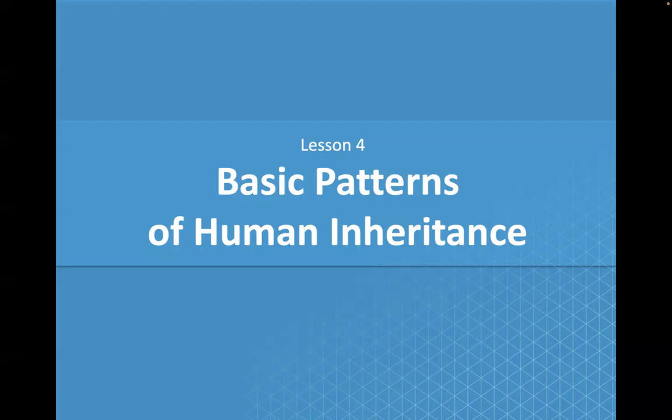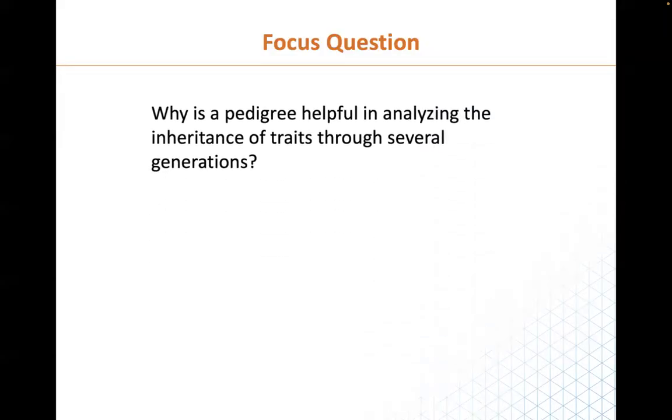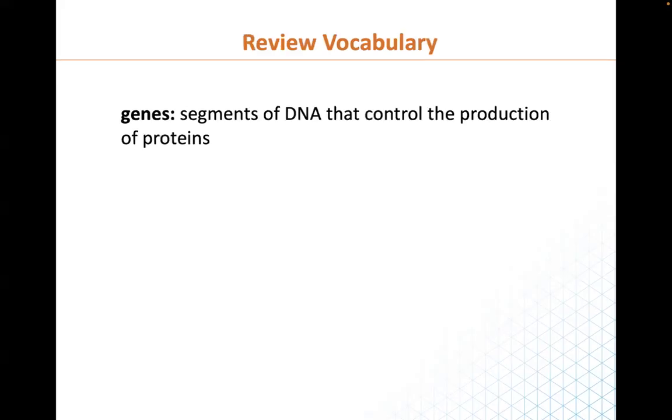So the basic patterns of human inheritance is very important that we understand. One of the most important things in this lesson is the pedigree. So what is a pedigree? It is a helpful tool which has been used in analyzing the inheritance of traits through several generations. We're going to talk about carriers and pedigrees a lot in this lesson.